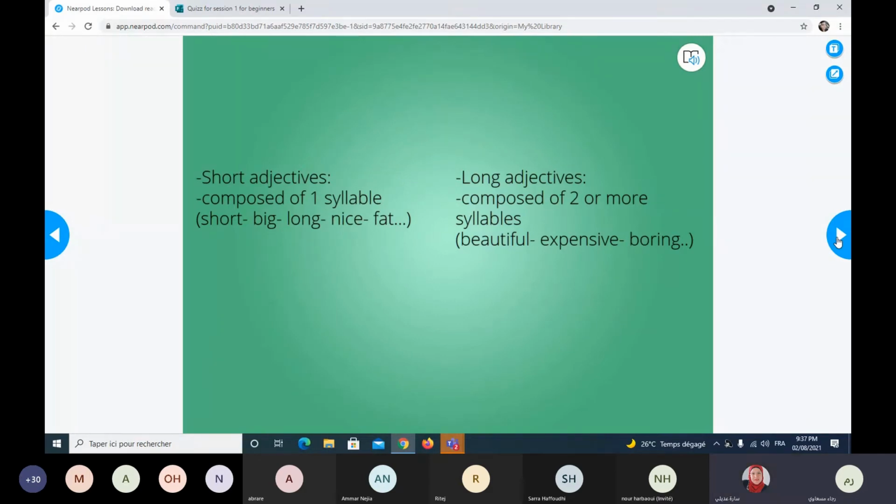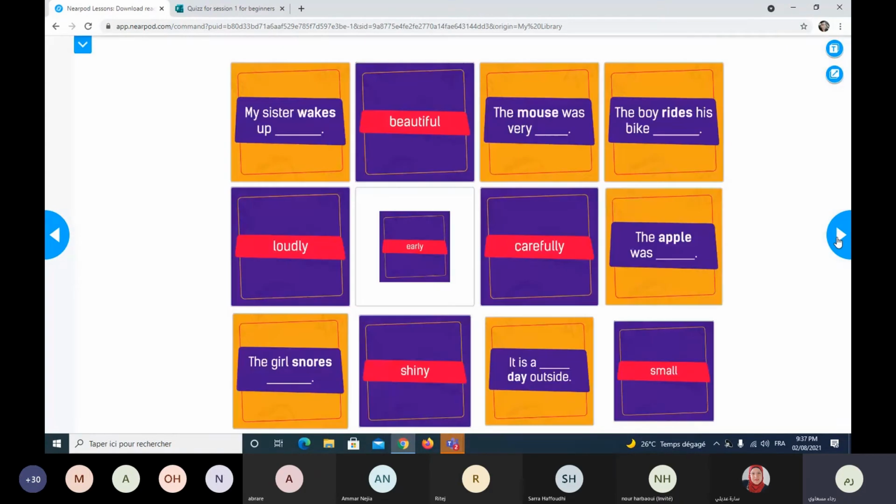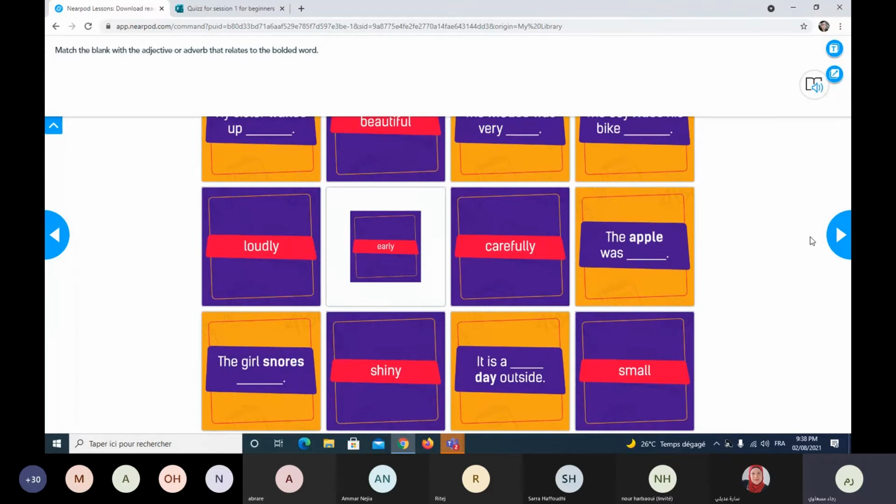So, I will move now to another question. Match the blanks with the adjectives or adverbs that relate to the bolded word. Before you start, let me explain the adverb. So let's repeat. What is an adjective? The adjective describes the noun. Beautiful girl. Big house. Nice film. And I have other types of words which are called adverbs. The adverb describes the manner. I ask the question, how? For example, I say, I speak quickly. Quickly is the adverb. So here in this question, you will match the blank with the adjective or the adverb.